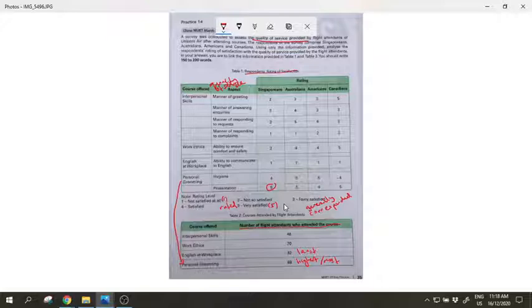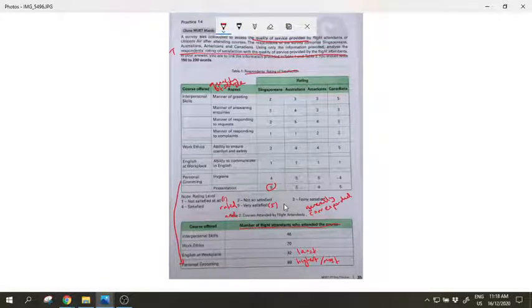You can say respondents' rating of satisfaction with the quality of service provided by the flight attendants and the courses attended by the flight attendants. There's no year here, no time frame, so it's okay. So title is very easy. This will be your title.